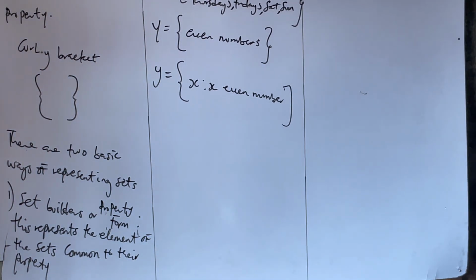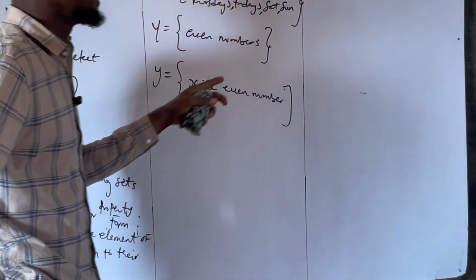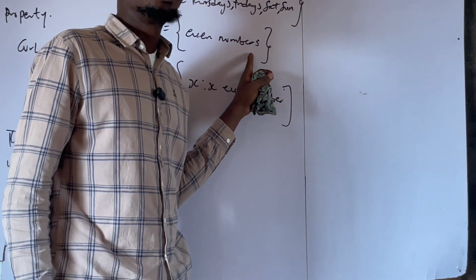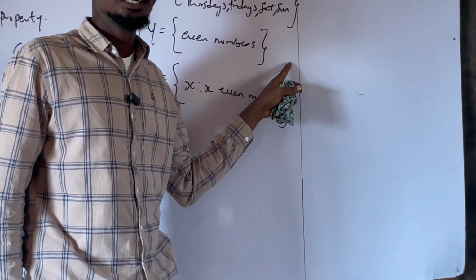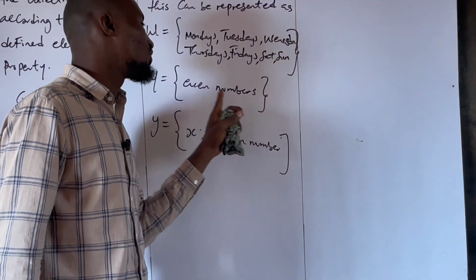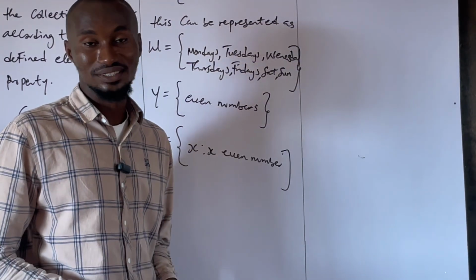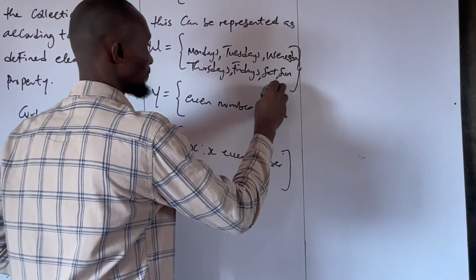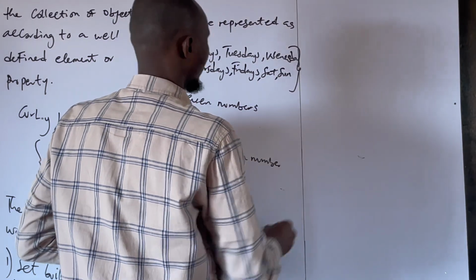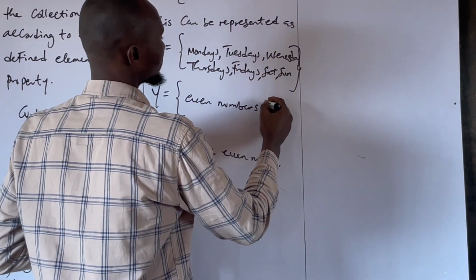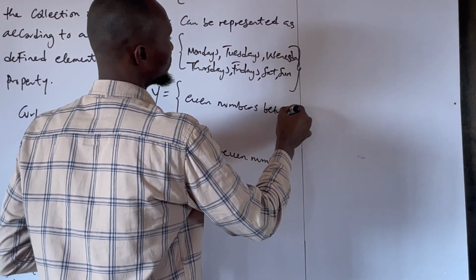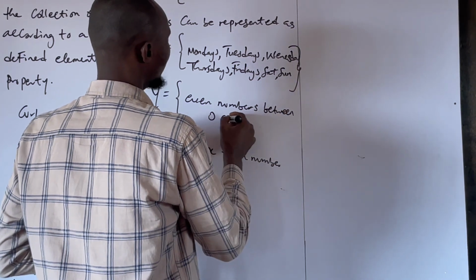But if you come here and say even numbers between 0 and 10, it's a different case. If you come here and say even numbers between 0 and 10, it's a different case. So what do you do in that light? Even numbers between 0 and 10.